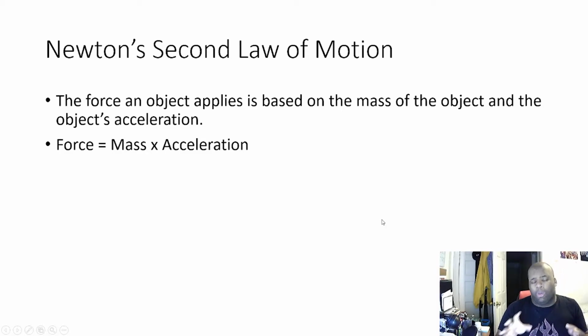Newton's second law applies to how strong forces are. Forces depend on two things, only two facts: the mass of an object and the acceleration of an object.